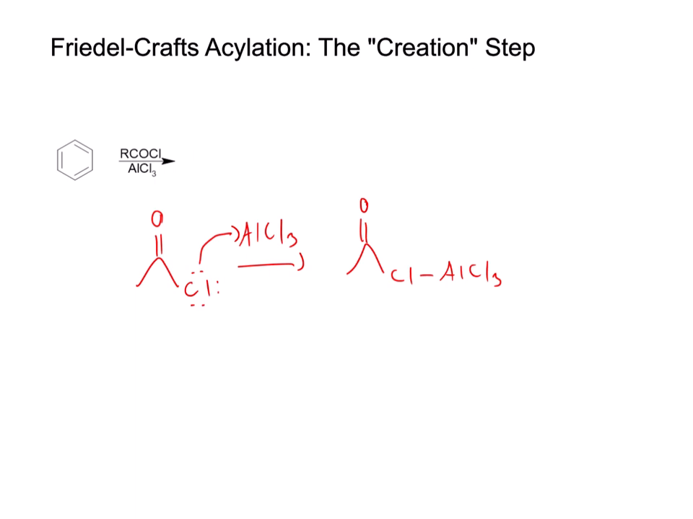Now, this ClAlCl3 is actually a good leaving group. So it is going to leave the acyl group, and that is going to give us this resonance-stabilized ion called the acylium ion, and our base, ClAlCl3.